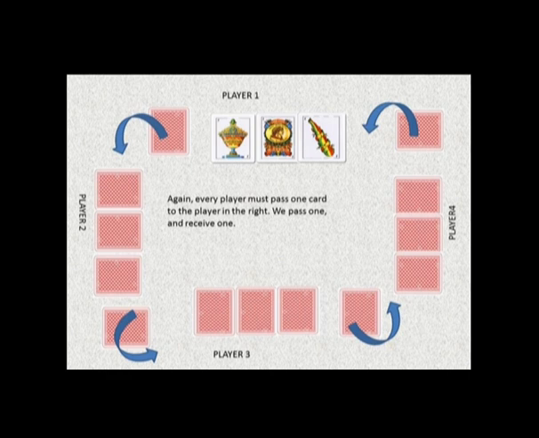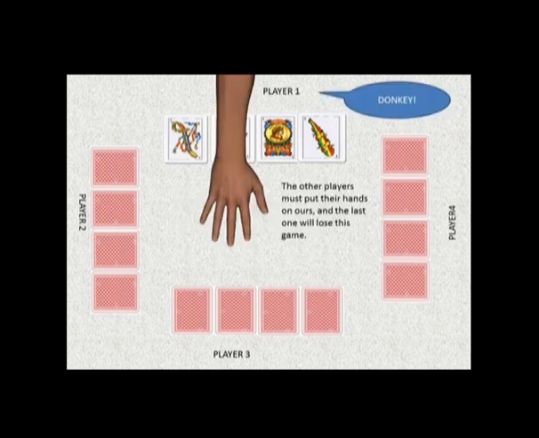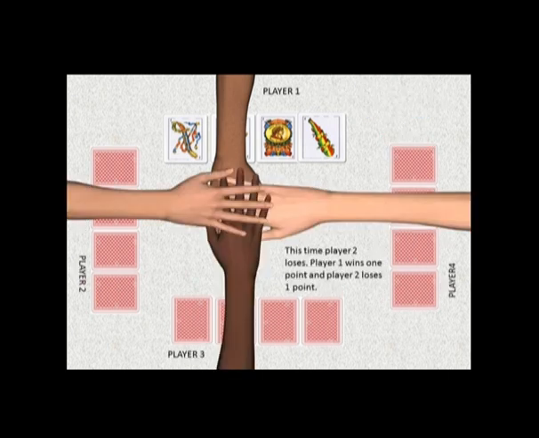We have collected the 4 cards with number 1, so we must say "Donkey" and put our hands on the table. The other players must put their hands on ours, and the last one will lose this game. This time, player 2 loses. Player 1 wins 1 point, and player 2 loses 1 point.